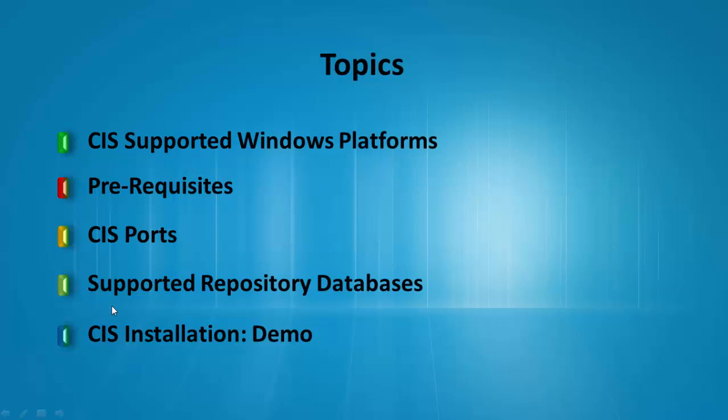In this tutorial, I'm going to demo how to install Composite Information Server on a Windows machine. We'll take a look at the Composite Information Server supported Windows platforms and the prerequisites necessary for installing the Composite Information Server software. We'll also look at the ports Composite Information Server uses and the supported repository databases for CIS. Then an installation of CIS, Composite Information Server, would follow.